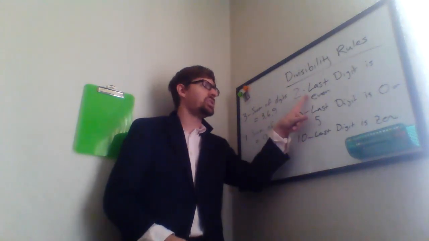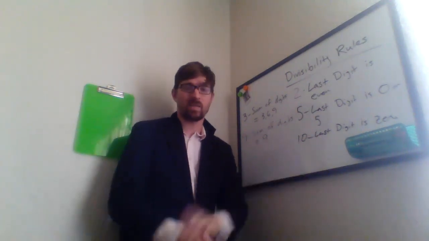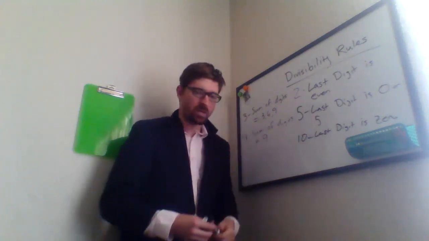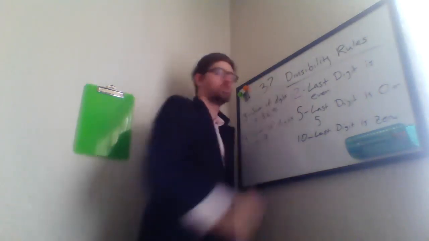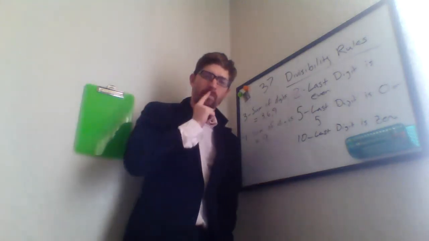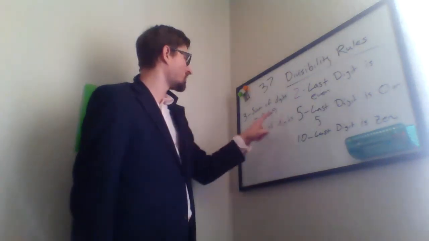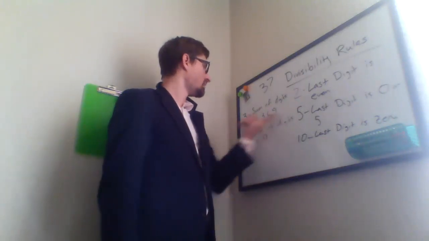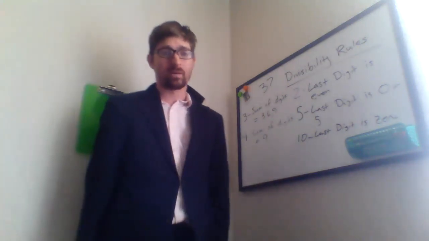37. Last digit is not even. Last digit is not 0 or 5. And last digit is not 0. Therefore, not divisible by 2, 5, or 10. Let me go ahead and write this number up here so that we remember it. 37. Right? How about 3? Well, 3 plus 7 equals what? 10. 10 is not the number 3, 6, or 9. Therefore, not divisible by 3. Since it's not the sum of 9, definitely not divisible by 9.